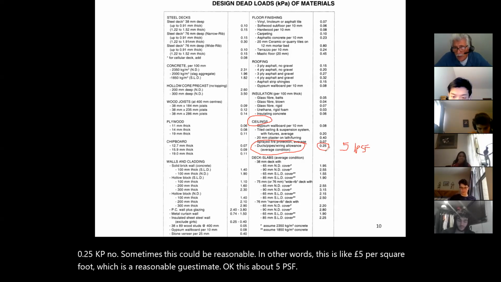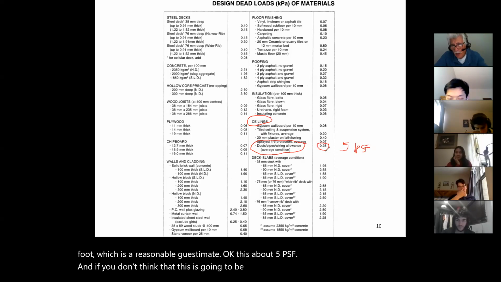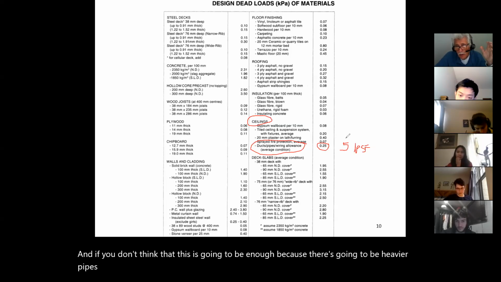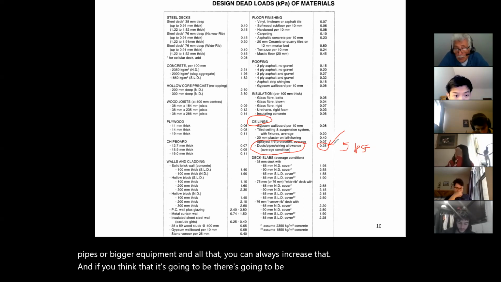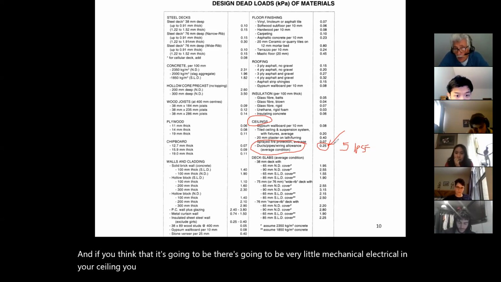And if you don't think that this is going to be enough because there's going to be heavier pipes or bigger equipment and all that, you can always increase that. And if you think that there's going to be very little mechanical, electrical in your ceiling, you can even reduce it. So here, this is an average condition. Remember that this is just a guesstimate, okay?